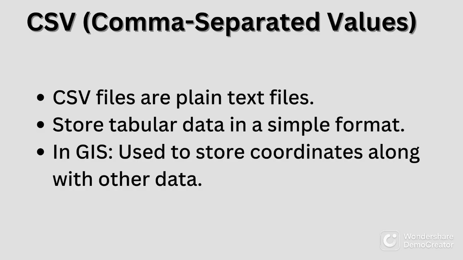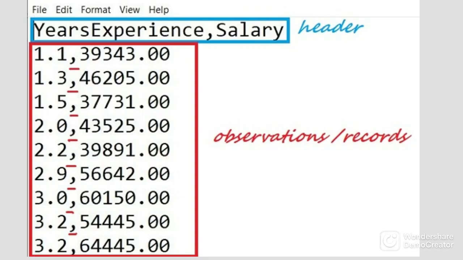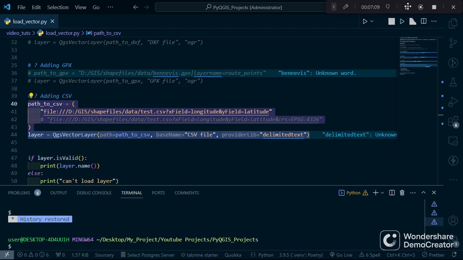The next file we'll be looking at is CSV. CSV stands for comma separated value. CSV files are plain text files that store tabular data. In GIS, they are mostly used to store coordinate values alongside other data. And the reason why they are called CSV is because each value or each column is separated by a comma mostly. It can be separated by tab and space, but mostly it's just comma. So that's where it gets its name, comma separated values. Okay, so let's get into the code.